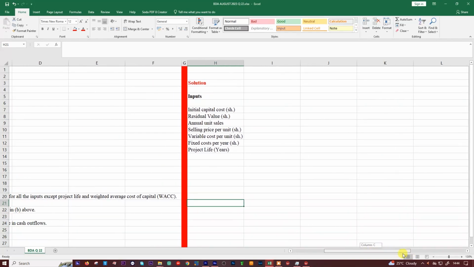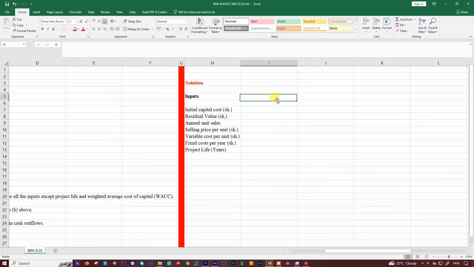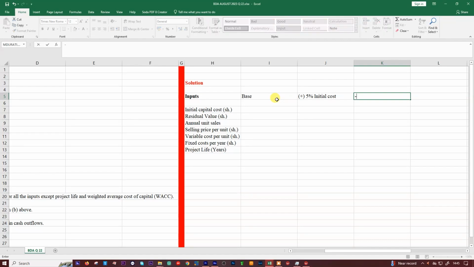We are going to talk about the base case, based on the input, so base. And then towards the right, we are going to include a positive 5% initial cost. And then we will have the adverse scenario where we have negative 5% annual unit sales.